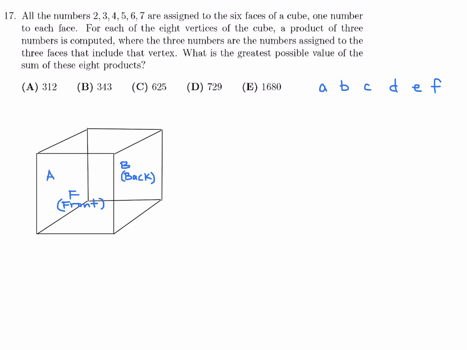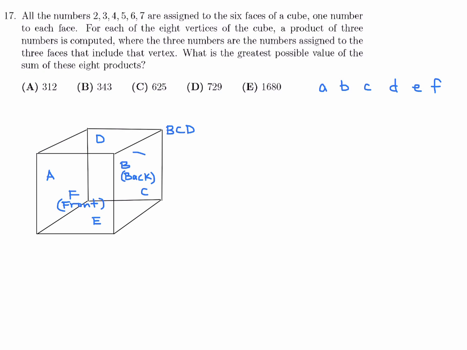I put A on this side. C I'll put on this side. D at the top, and then E at the bottom. And what's left? I think that's it. 1, 2, 3, 4, 5, 6. Okay, I've assigned them all. Now, at each corner, I will put the 3 that basically meet. So for each of the 8 vertices, the 3 numbers are the numbers assigned to the 3 faces that include that vertex. So for example, this guy will be BCD, right?